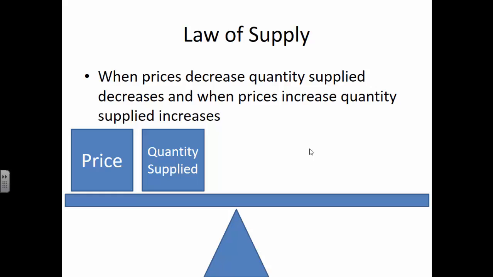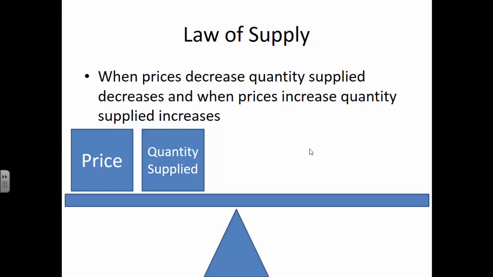We'll talk about the law of supply, because you need to know the law of supply when you create your supply schedule. The law says when price decreases, quantity supplied decreases. When price increases, quantity supplied increases. Now let's look at that definition again, because that might be a little confusing. When price decreases, quantity supplied decreases. And when price increases, quantity supplied increases.